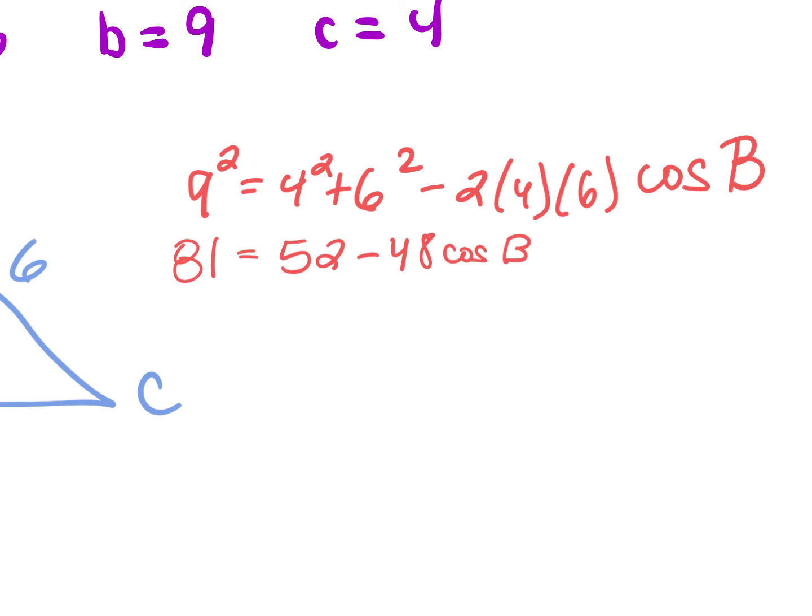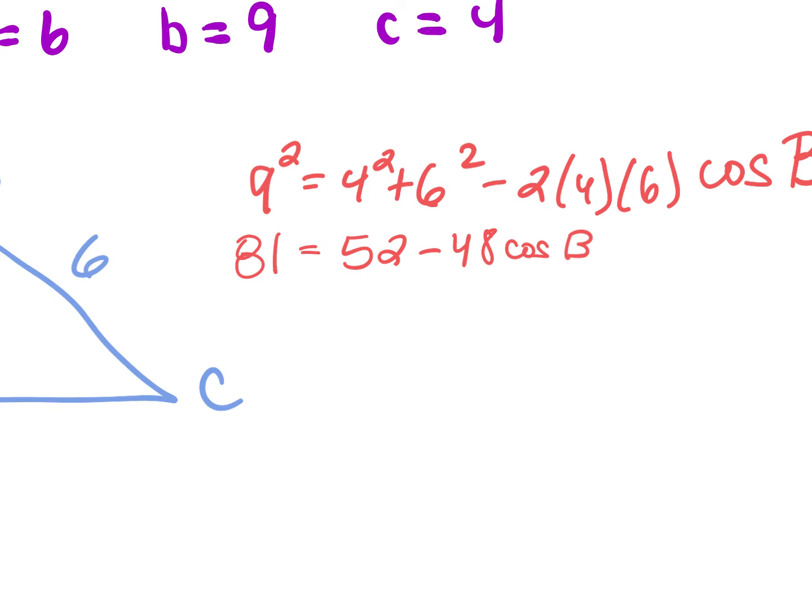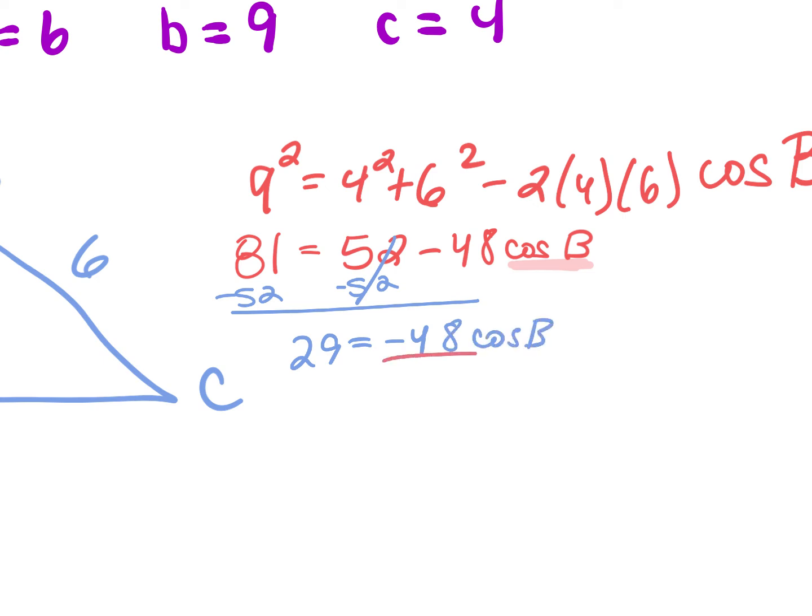Can I say 52 minus 48 is 4? No, because that says 48 times the cosine of B. That has to stay. So I'm going to get rid of my 52. I'm going to subtract 52 from both sides. So what's 81 minus 52? 29, good. So 29 equals negative 48 times the cosine of B. Now what do we do? Divide by negative 48, good. Divide by negative 48. And you guys get the cosine of B equals, what's 29 divided by negative 48?